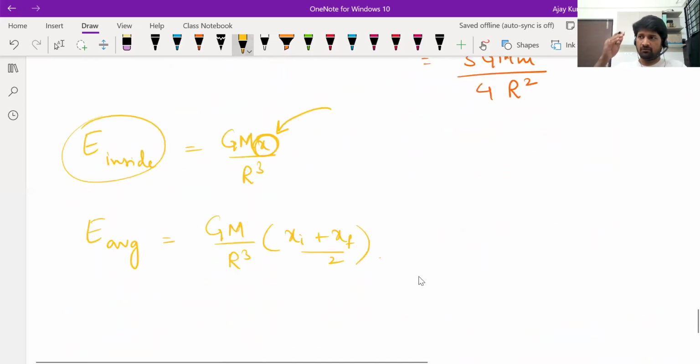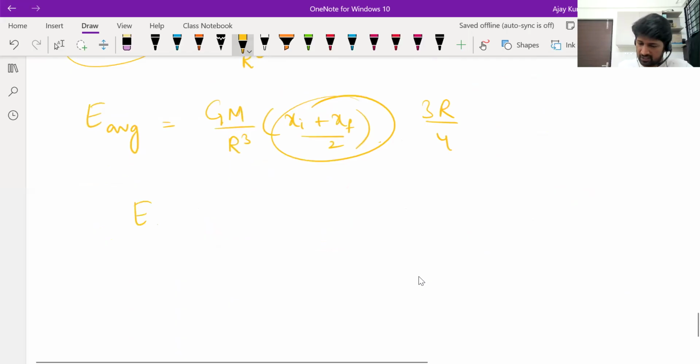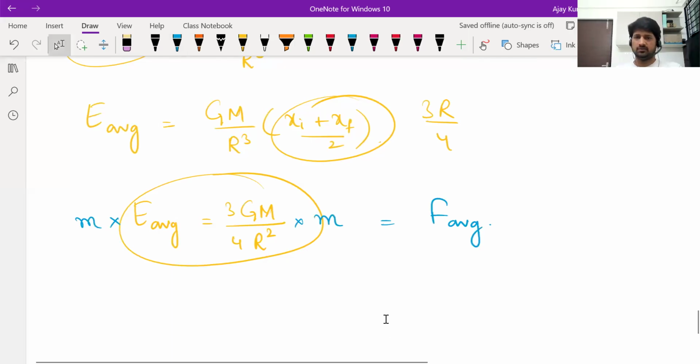What's the mid value of half and 1 3/4? Okay, so this becomes 3r by 4. So the average gravitational field on the chain due to the sphere is 3GM by 4r square. And if you know that this is the average gravitational field, multiplying that with the mass of the chain will give you the average force that it experiences. And that is what we want. That's all. You could have solved it this way also.